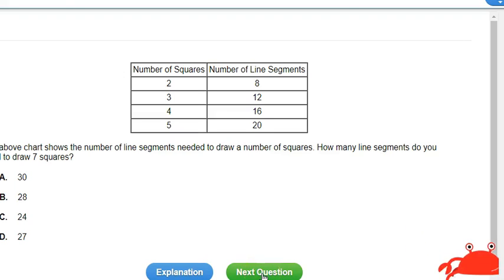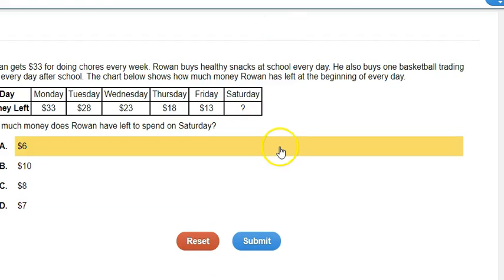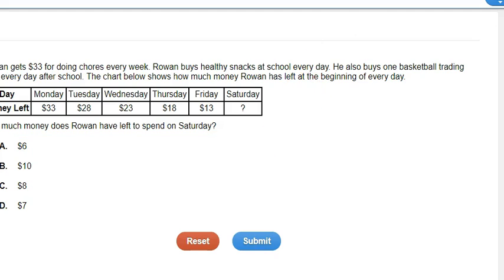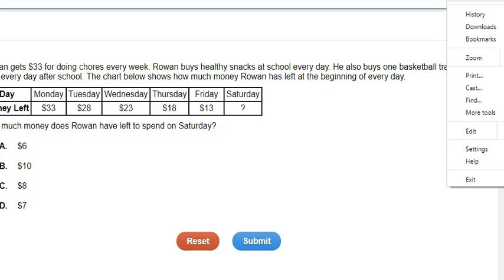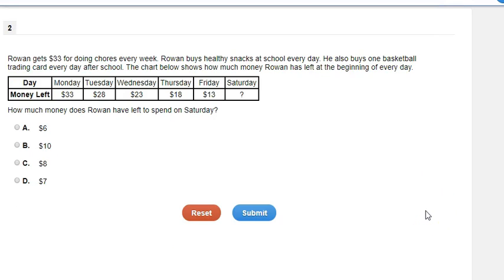Awesome. Okay, next one. Let me see if I can zoom out. Here we go. Rowan gets $33 for doing chores every week. Rowan buys healthy snacks at school every day. He also buys 1 basketball trading card every day after school. The chart below shows how much money Rowan has left at the beginning of every day.